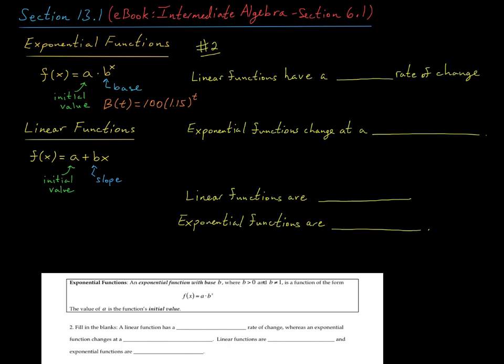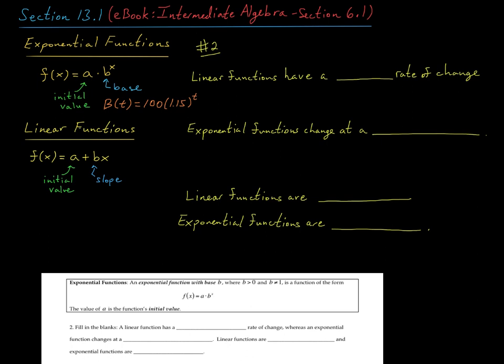And lastly, why do they not allow b to equal 1? Well, if b were 1, you just have 1 to the x. And so that would just equal 1 for any value of x. So in fact, your function would be a constant function. So that's why they rule that out.